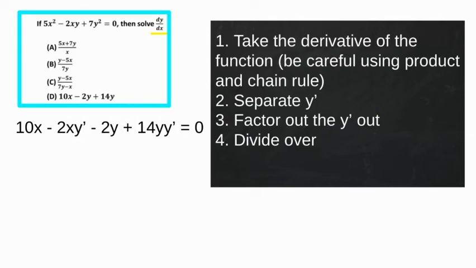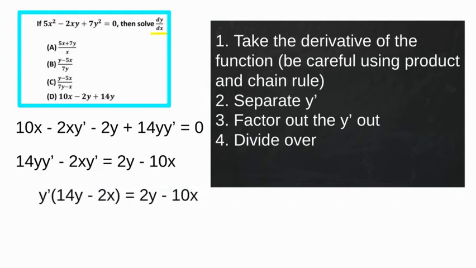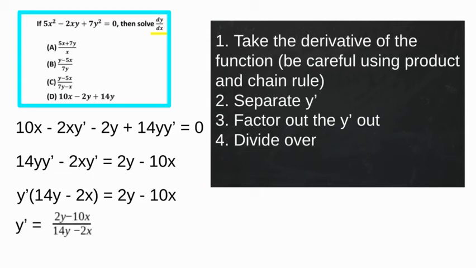Then we need to separate the y primes, get them all on one side. So that gives us 14y y prime minus 2x y prime equals 2y minus 10x. Then we can factor out the y prime. So that gives us y prime times 14y minus 2x equals 2y minus 10x. And then we just divide it over, and that gives us our answer. However, we do not see that it's up in our options, so we need to factor out a 2, and then we get y prime equals y minus 5x over 7y minus x.